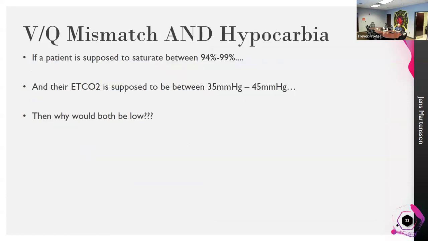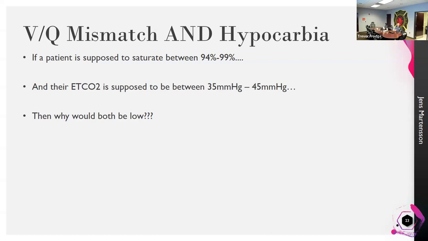So what happens if you have a VQ mismatch and hypocarbia, right? So there is a respiratory component and they're low. Well, that's weird. That's really weird because we understand bronchoconstriction. We understand that our asthma and our CHF patients will be super high because they're not able to give that CO2 away because the roadway is blocked. We understand that they'd be low in hyperventilation because they're having a panic disorder.